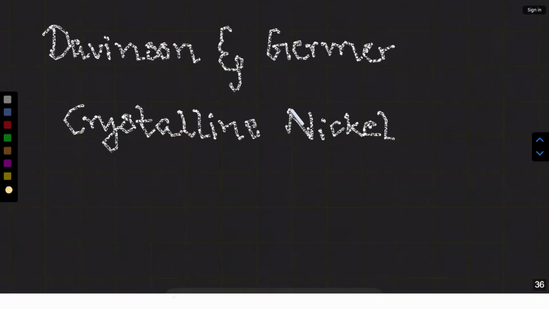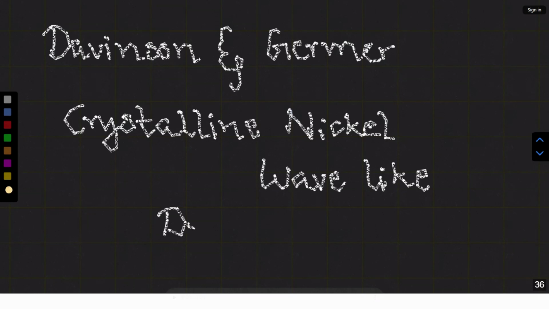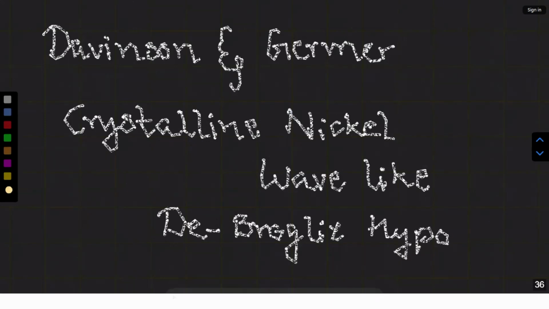So what was the observation made? The electrons exhibited wave-like behavior. And this confirmed the de Broglie hypothesis. So therefore, this experiment was deemed to be very important.